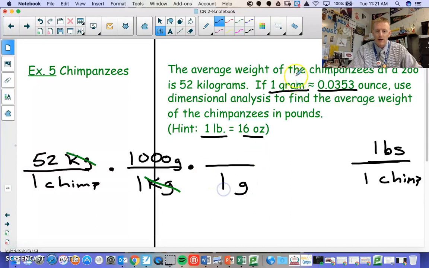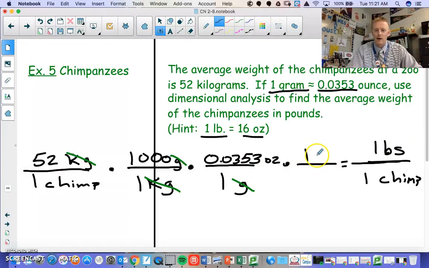So 1 gram from this part of the problem is the 0.0353 ounces. Okay, so we're happy with that. We got ourselves to cancel out this gram and that gram. Our next part of the problem is going to have another fraction where it's going to have pounds and ounces. So we want ounces to cancel out, so we're left with the pounds. So we're going to have pounds, so 1 lb is 16 ounces.